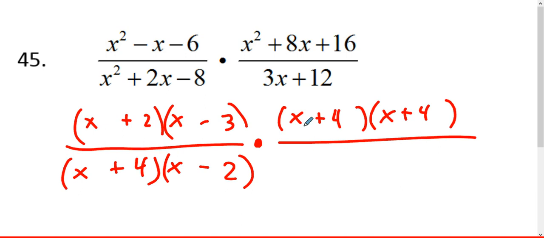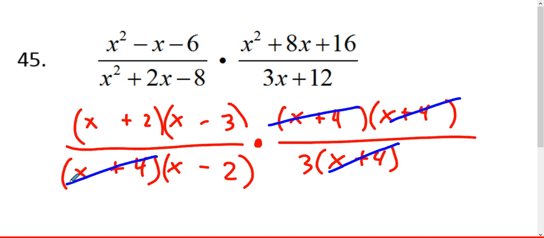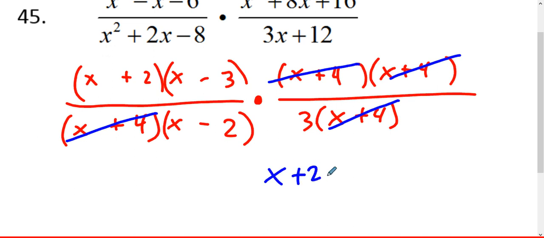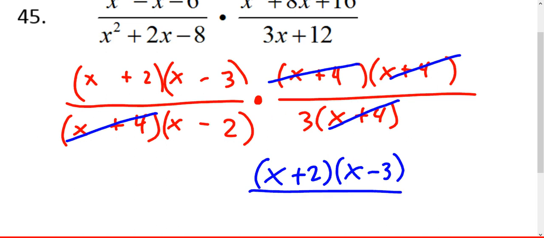And then our denominator here just has a common factor of 3, x plus 4. Now you go through and cancel anything in the numerators. X plus 4, x plus 4, x plus 4, x plus 4. As long as it has a match in the denominator, it cancels out. Plus 2, minus 2, that does not cancel out, so we are left with x plus 2, x minus 3 over 3 times x minus 2.